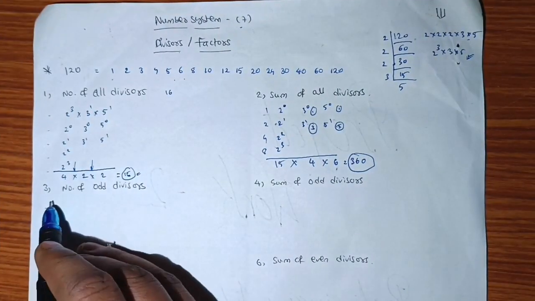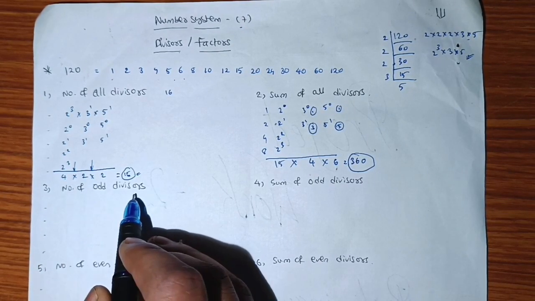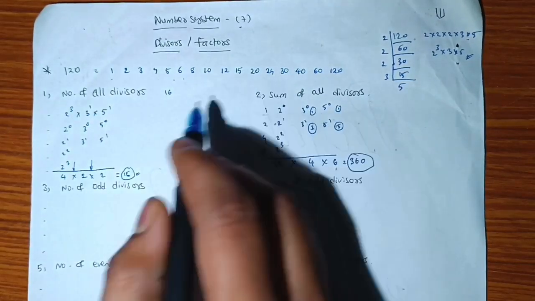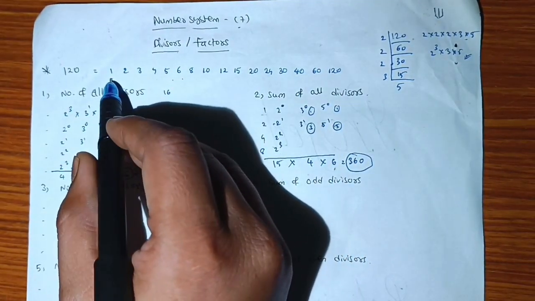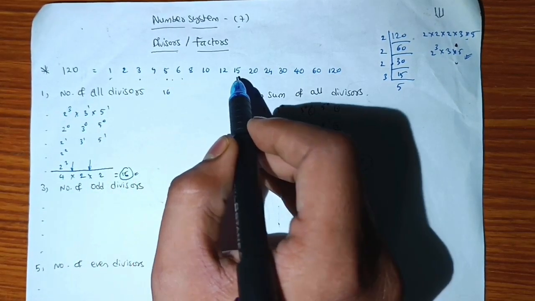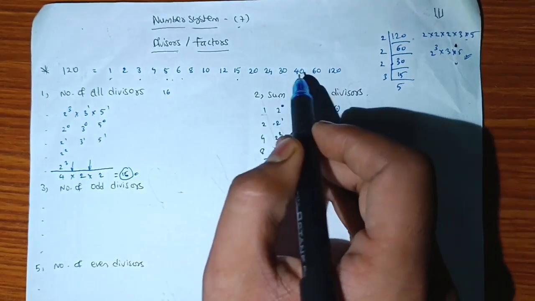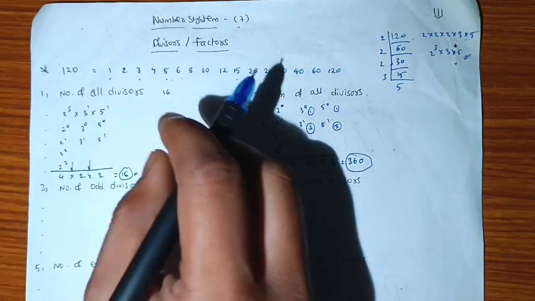Now let us see the third question. The third question is the number of odd divisors. You can count in this also. Find the number of odd divisors. Here we can check. These are the odd divisors: 1, 2, 3 and 4. So 4 odd divisors are present in the factors of 120.